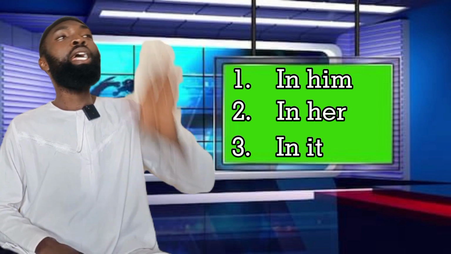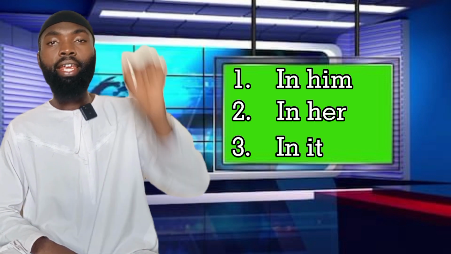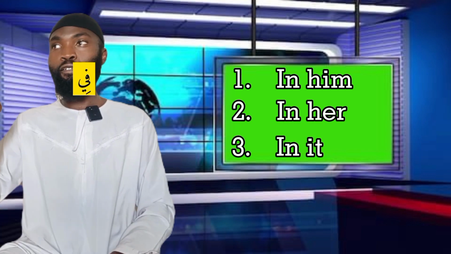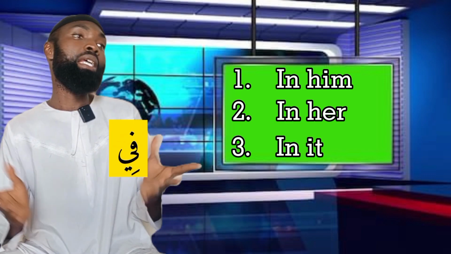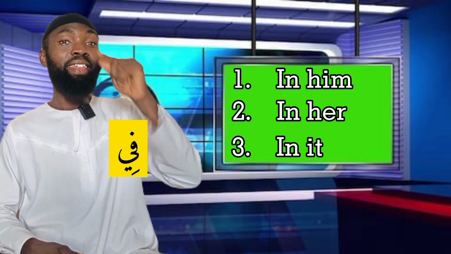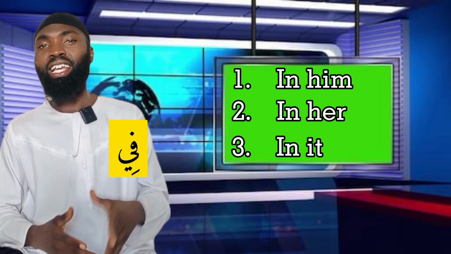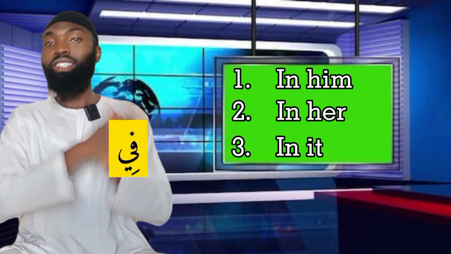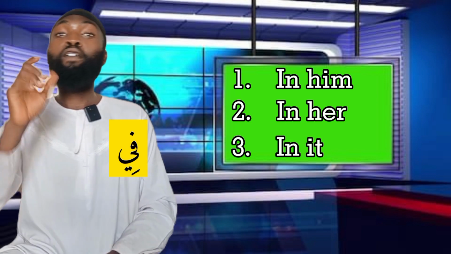Yes, let's go. Now we can see the first phrase we had is "in him." What is "in" in the Arabic language? "In" is simply fi. What is "in" in the English language? You can simply say, I am going in there. I went to see him in there. So you can see "in" is used in the English language in the ways we have mentioned. And here in the Arabic language, we have fi as an equivalent of "in."